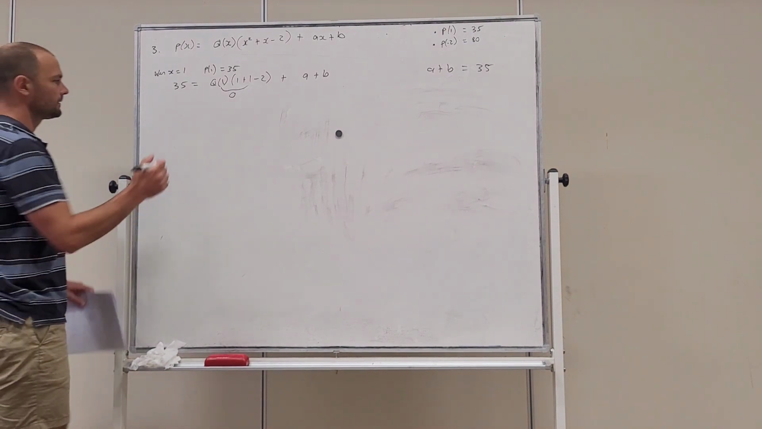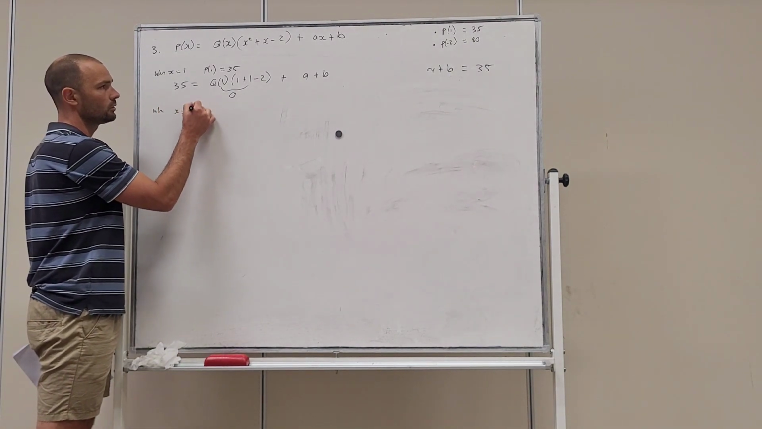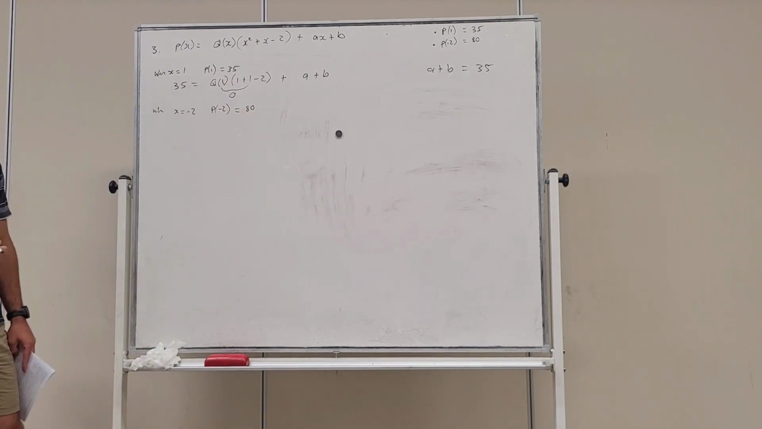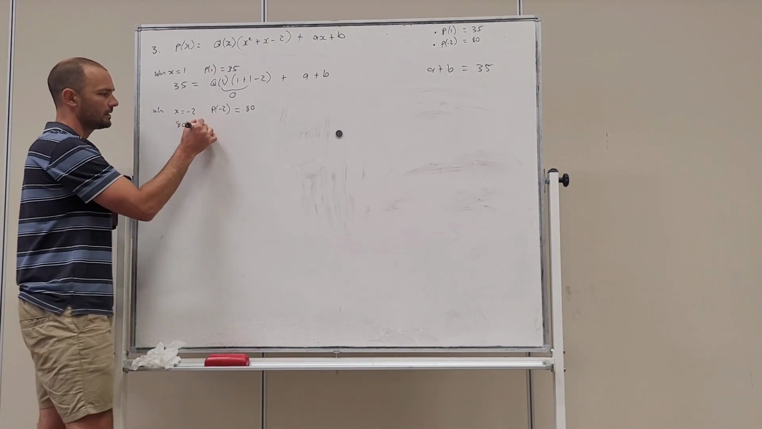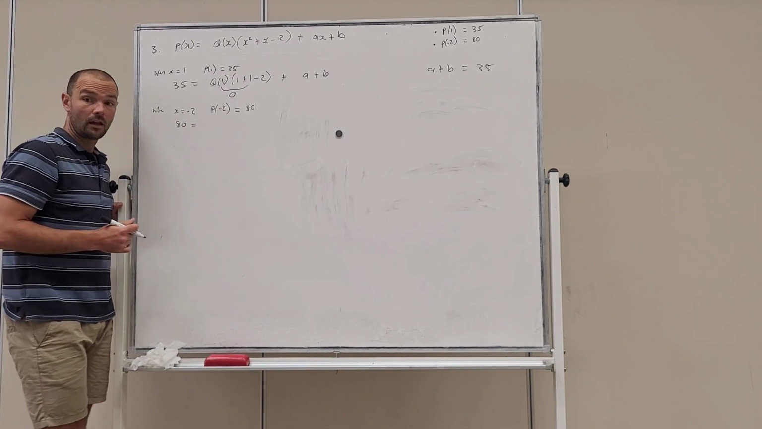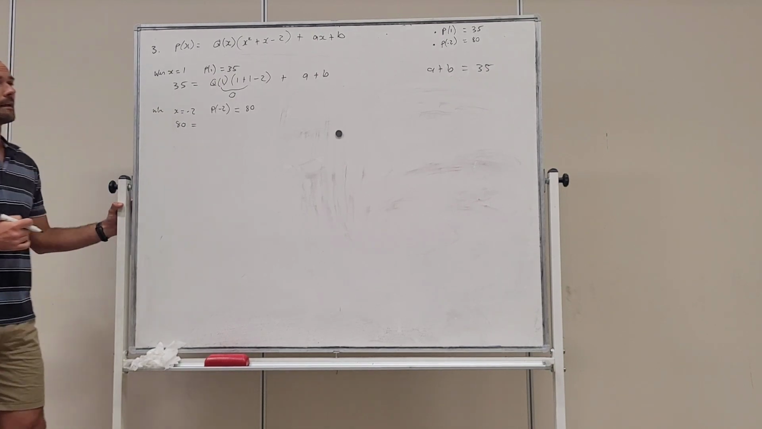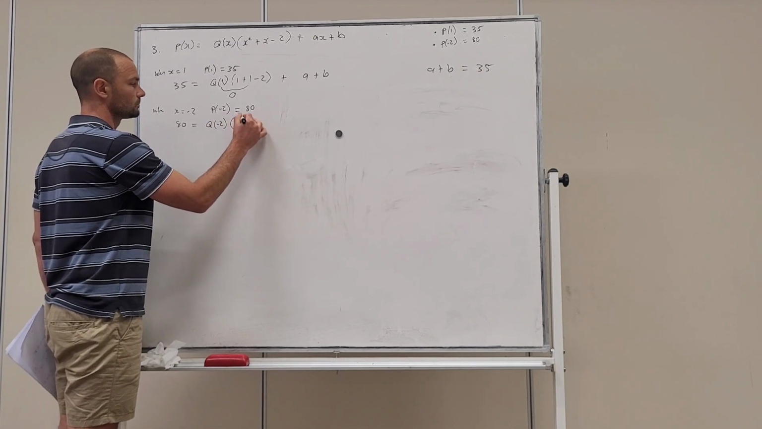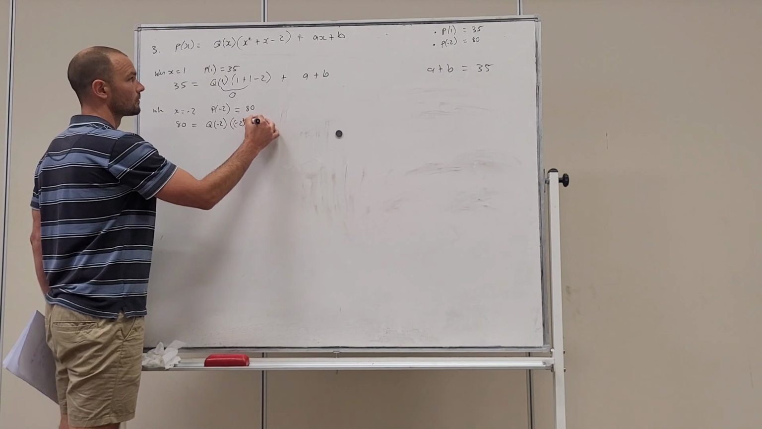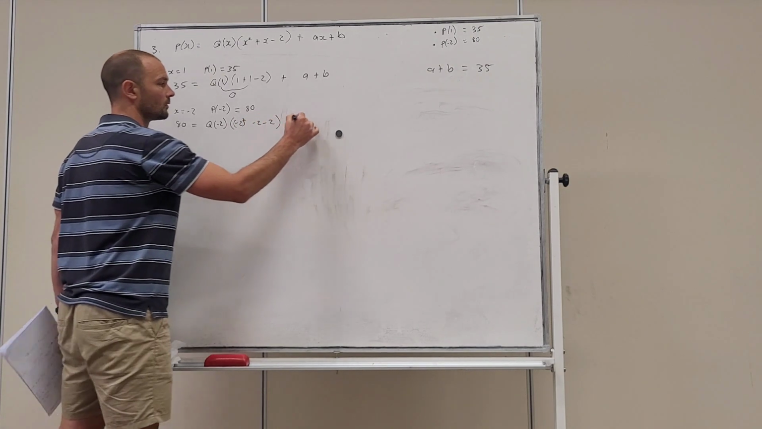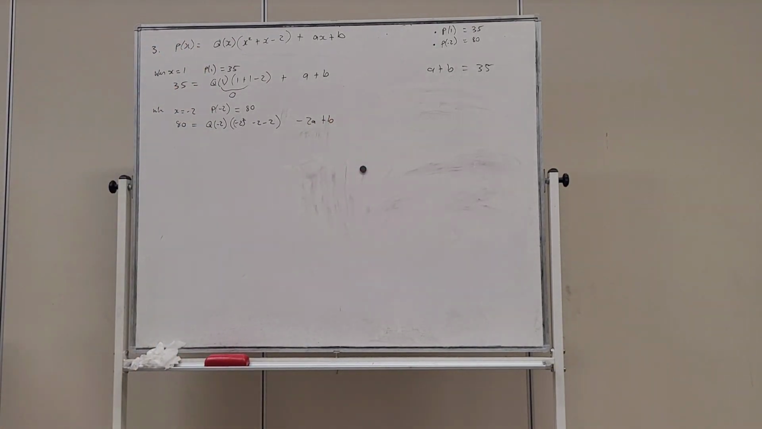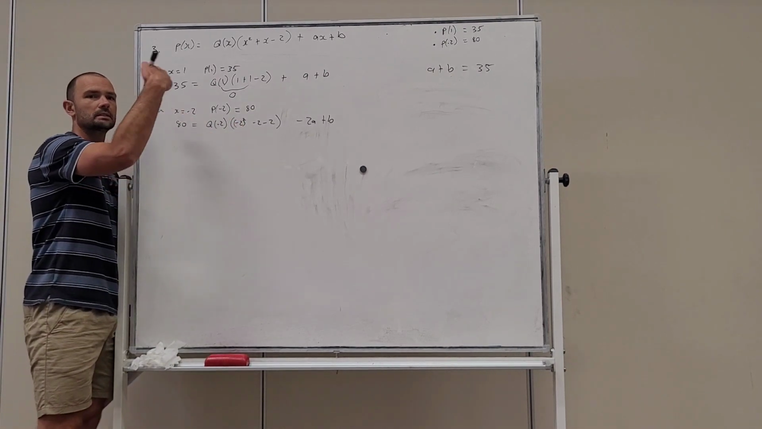All right, a plus b is 35. Let's use the other piece of information. We have when x is minus 2, P of minus 2 is 80. All right, when we plug minus 2 in, the function equals 80. So we'll put 80 where the P of x is, and we'll put minus 2 where the x is. Make sure when you put the minus 2 in, it's minus 2 in brackets, squared.